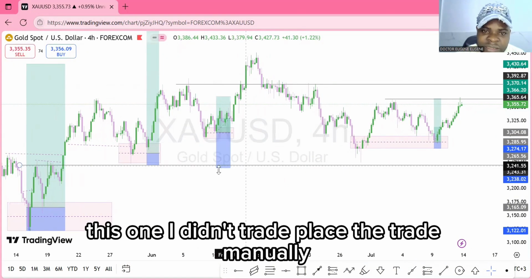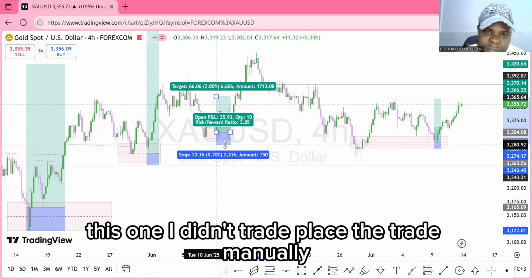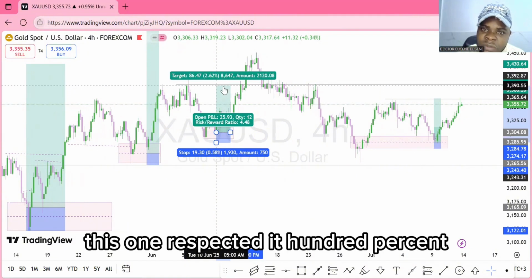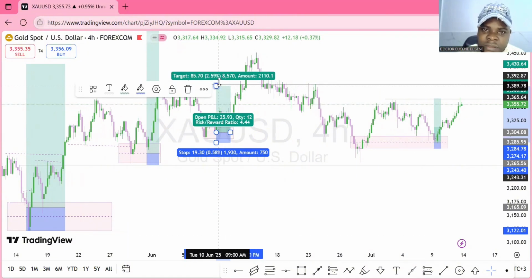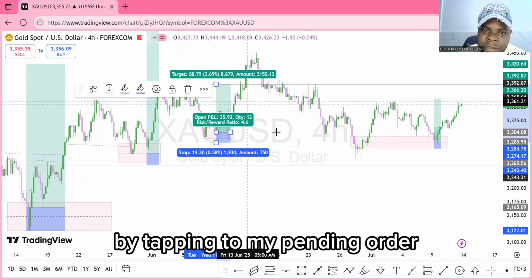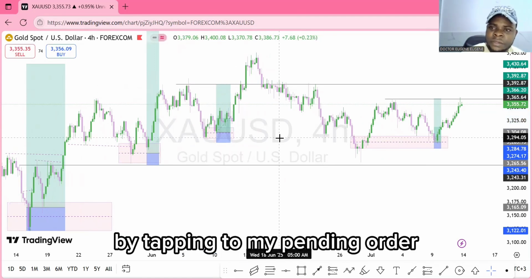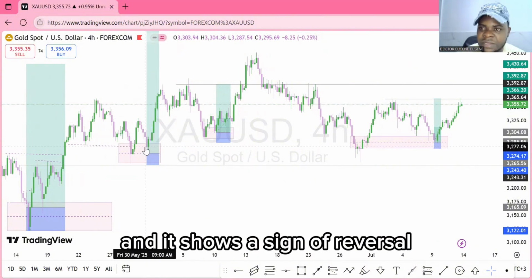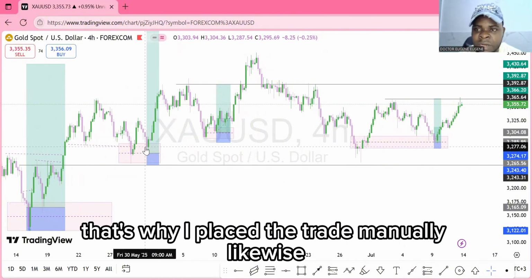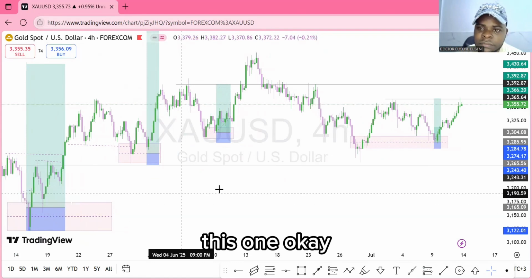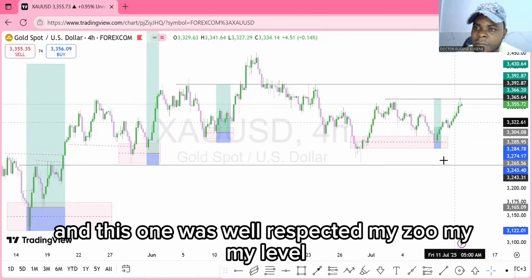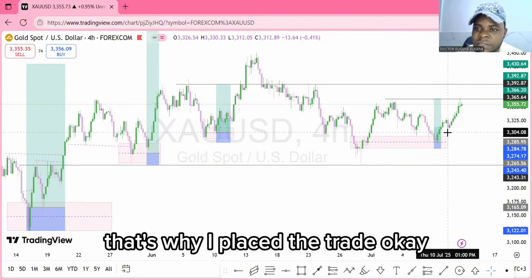This one, I didn't place the trade manually. It respected my entry 100% by tapping my pending order. But this one didn't get to my pending order and it showed a sign of reversal. That's why I placed the trade manually. Likewise this one. And this one also respected my zone, my level. That's why I placed the trade.